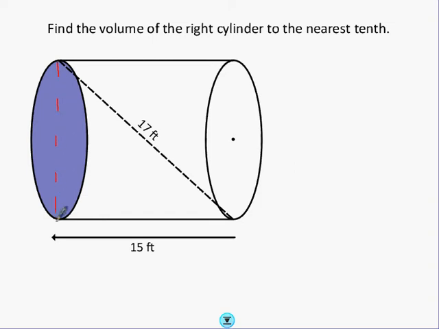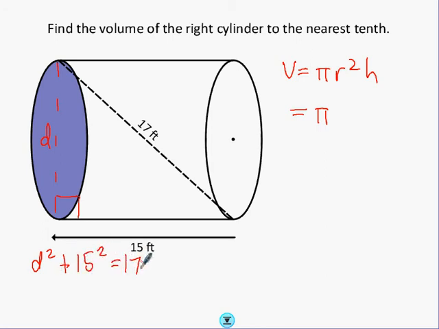Sometimes we'll be asked to do something slightly less boring than the examples we've just done. The volume of a cylinder is pi r squared h. Okay, pi times radius. They did not tell me the radius of the base of this cylinder. However, I noticed that this measurement and the height, along with the diameter of the circle, is a right triangle. And so if I want to know the diameter of this circle, I'm going to use the Pythagorean theorem. D squared plus 15 squared equals 17 squared.